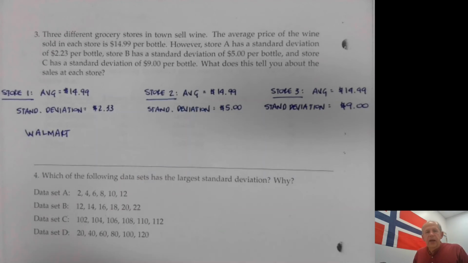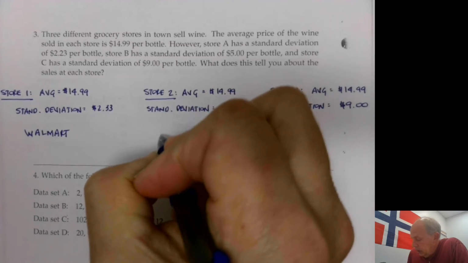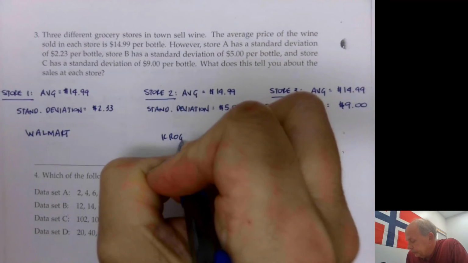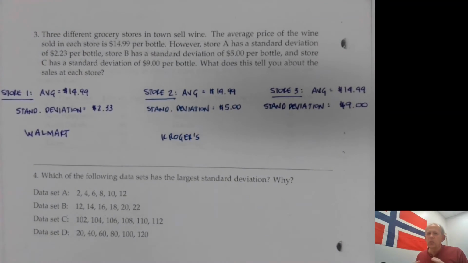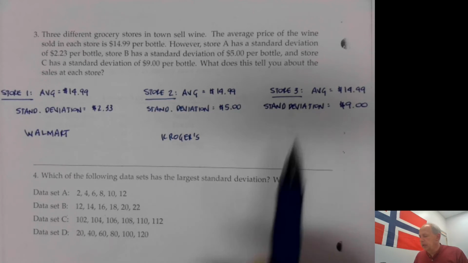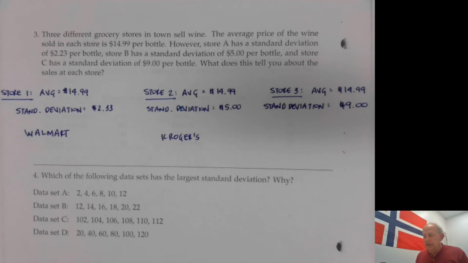Store number 2, the average bottle of wine is the same as Walmart, but there's a bigger spread in price, probably a bigger spread in quality. This might be a Kroger's or a Giant Food or something like that, where there's more variety and more spread in quality and price. I'm sure you have the pattern now.